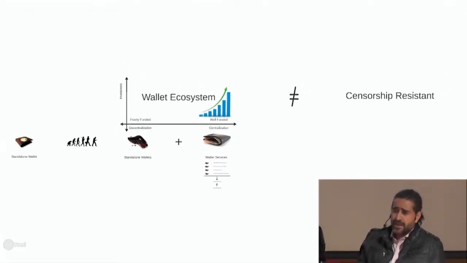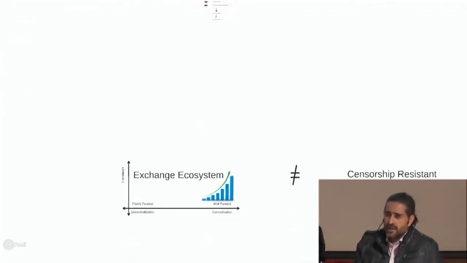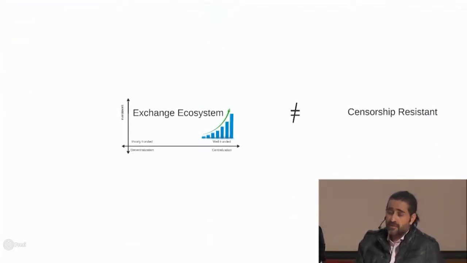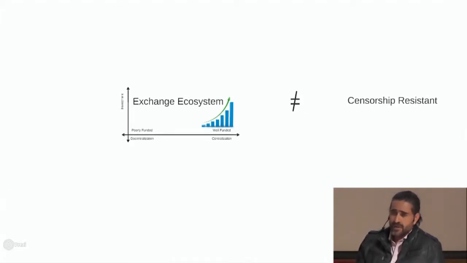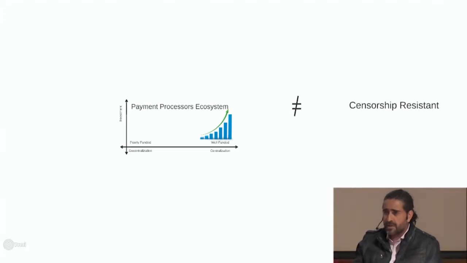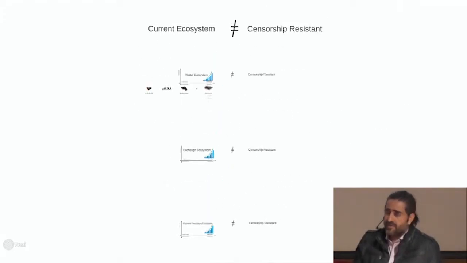In addition to that, the ecosystem of Bitcoin evolved in general, adding new components like exchanges that are not censorship resistant, like payment processors, and in general terms we can say that the ecosystem is not censorship resistant. That would be the basis of our thought.